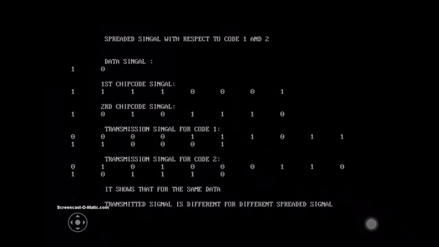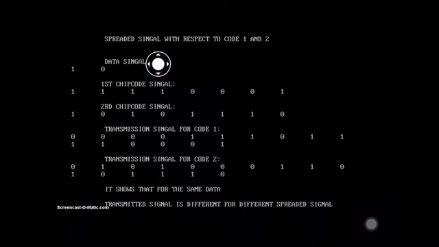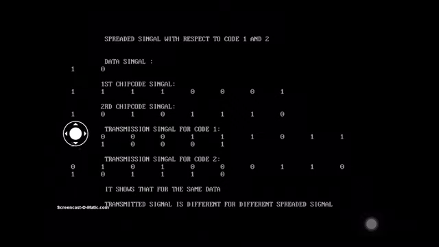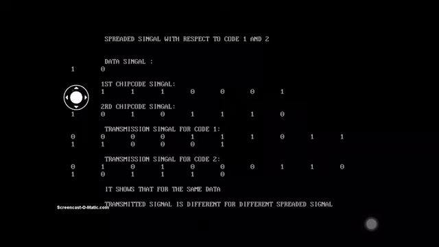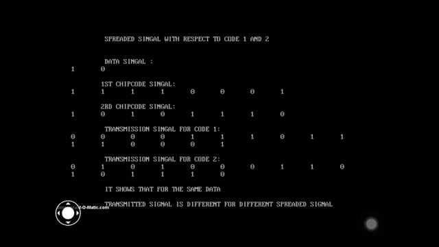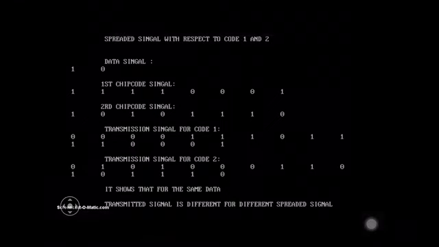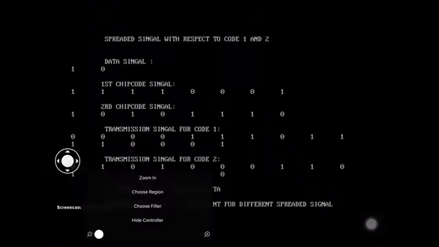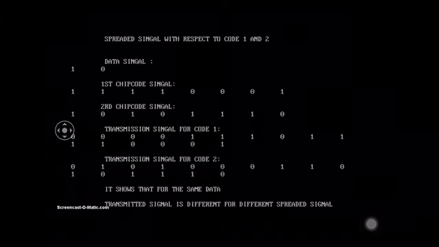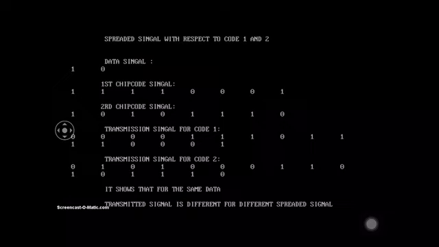So now it will show you the data signal according to the XOR operation: 1 and 1 would be 0, 1 and 1 would be 0, 1 and 1 would be 0, and likewise for chip code 2, 1 and 1 would be 0, but 1 and 0 would be equal to 1. So this is our chip code 1, this is our chip code 2, then transmitted signal 1, transmitted signal 2, and it will show you that the same data is received at the receiver side, because the receiver side is also having the same chip code as we are having whenever we are transmitting the signal.